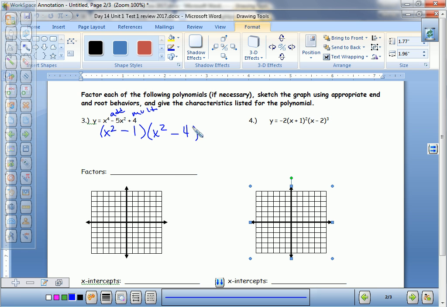Now, both of these factors factor further. The first one is a difference of squares, so it factors to x plus 1 times x minus 1. The second one is also a difference of squares, and it factors to x plus 2, x minus 2. There we go. There's the factors.